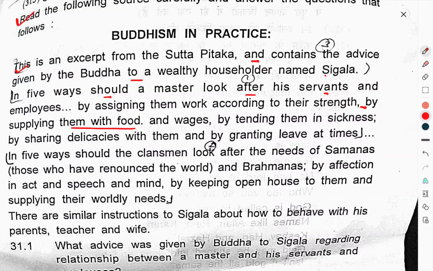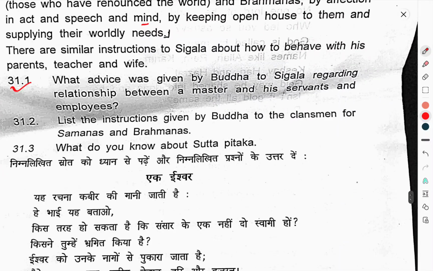In 5 ways a clansman should look after the needs of the Samanas, those who have renounced the world, and Brahmins: by affection in act, speech and mind, by keeping open house to them and supplying their worldly needs. There are similar instructions to Sigala about how to behave with his parents, teachers and wife. Okay, question number 31.1: What advice was given by Buddha to Sigala regarding the relationship between the master and his servants and employees? List the instructions given by Buddha to clansmen for the Samanas and Brahmins. Question 31.3: What do you know about the Sutta Pitaka?